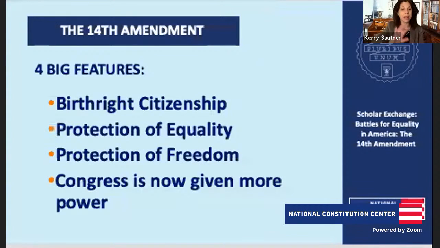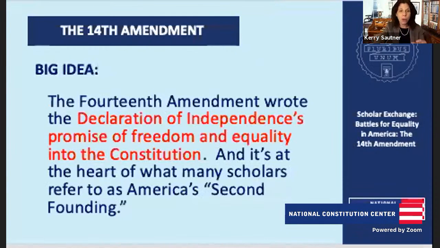So 4 big ideas coming from the 14th Amendment: the right to have citizenship, because where you're born in America, that's birthright citizenship; equal protection; protection for freedom; and Congress is given more power. So Tom, do you want to just sum us up one more time with the big idea of the 14th Amendment that students can take away?